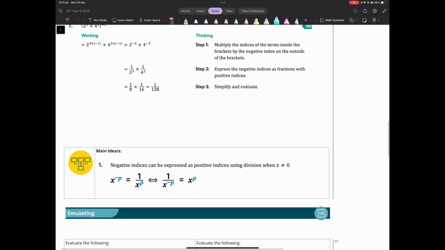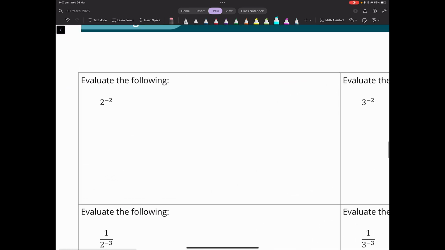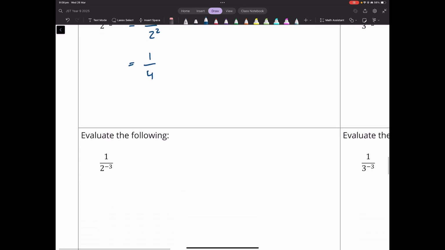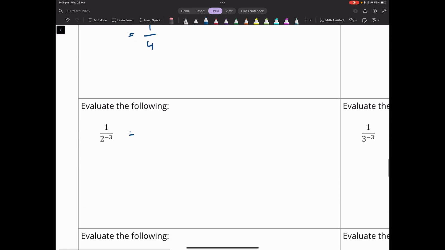Let's jump into some examples. There's another worked example there that you can look at if you want, but we're just going to do some worked examples together. So I'm going to write it as a positive index, and then I'm going to write what 2 squared actually is. Pretty straightforward. Write the term with a positive index, and then write what it actually equals. 2 times 2 times 2 equals 8.